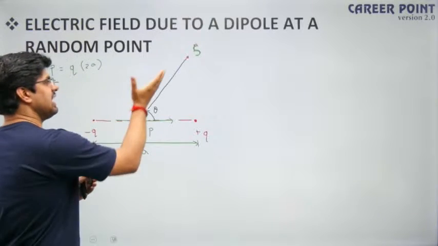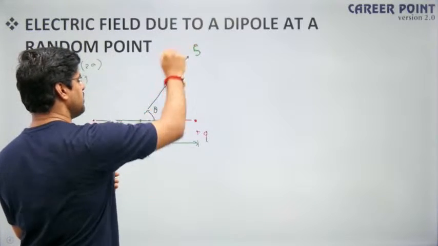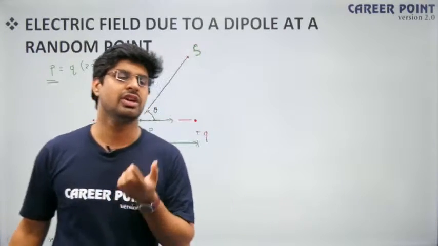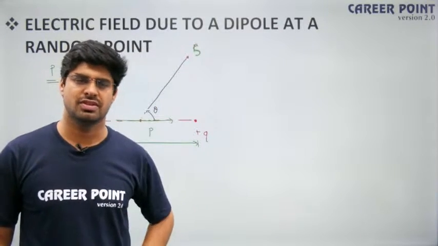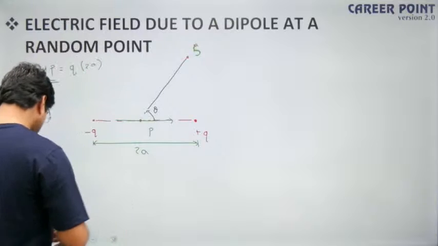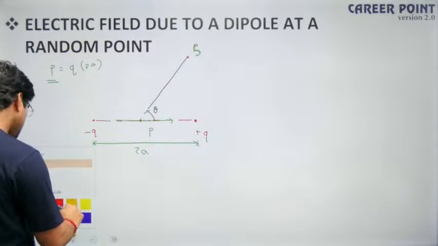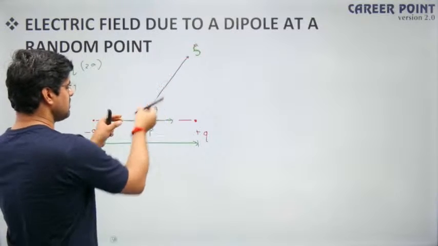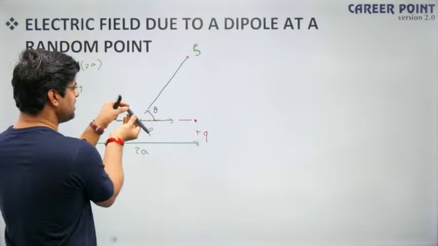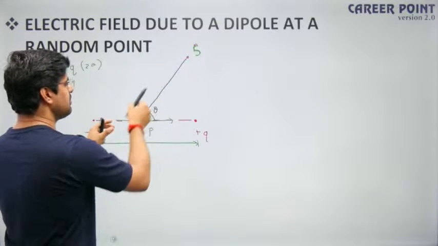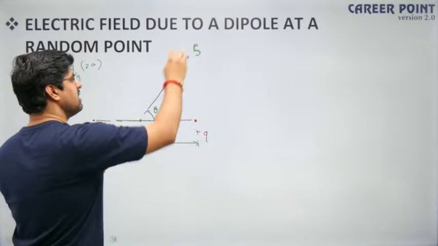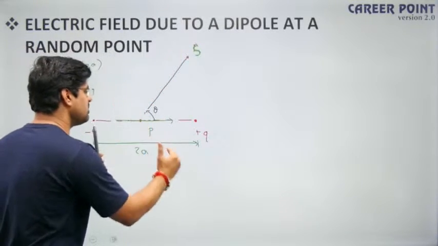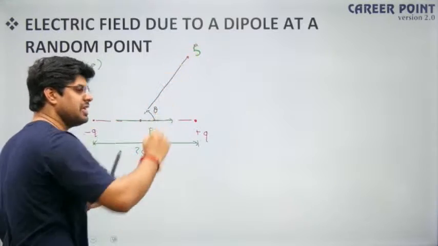Okay, so now for finding electric field due to this dipole at point S, I should be able to use the formulas which I have derived for equatorial and axial position. If I have to use those formulas, I should have a dipole moment which is perpendicular to this line, and a dipole moment which is along the line, because for a dipole moment along the line, S will be an axial point. For a dipole moment perpendicular to the line, S will be an equatorial point.